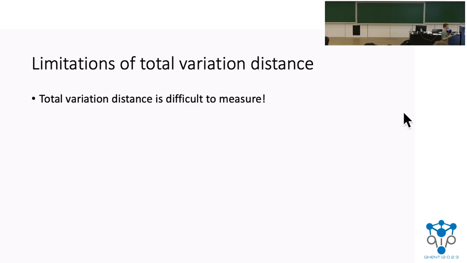So in general, closeness in total variation distance is not something we can hope to verify with a polynomial number of samples. Theoretically, it doesn't have to bother us. In actuality, that's a big problem. Okay?